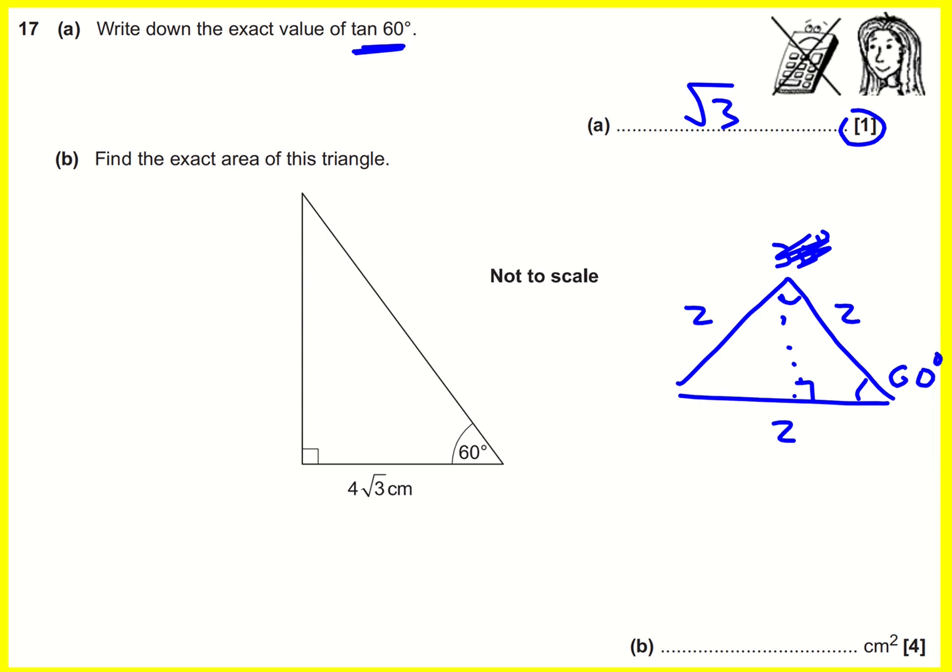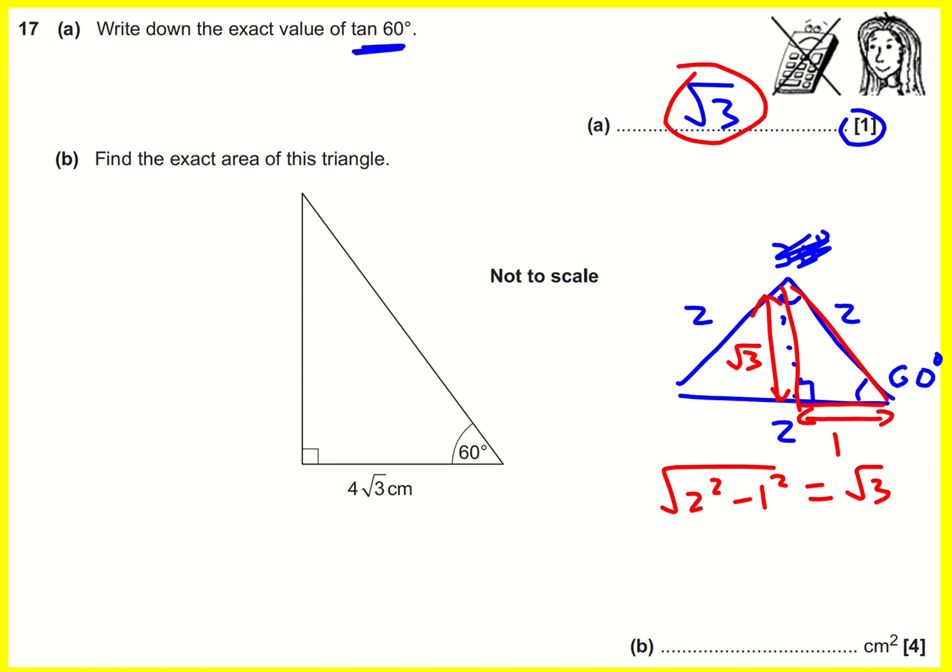So if I want tan, I need to think about the opposite over the adjacent of this triangle that I'm outlining in red. I know that this length is 1 because it's half of 2. So I just need to work out this height, and we can do that using Pythagoras' theorem. It's going to be 2 squared minus 1 squared, square rooted. It's going to be root 3. And finally, I get my tan 60. Tan 60 is the opposite over the adjacent. It's root 3 over 1. It's root 3. Quite a lot of effort to just get that 1 mark.